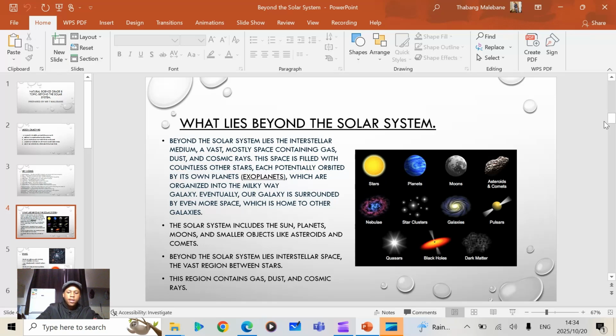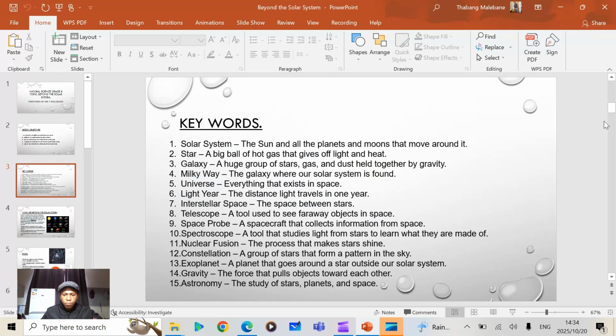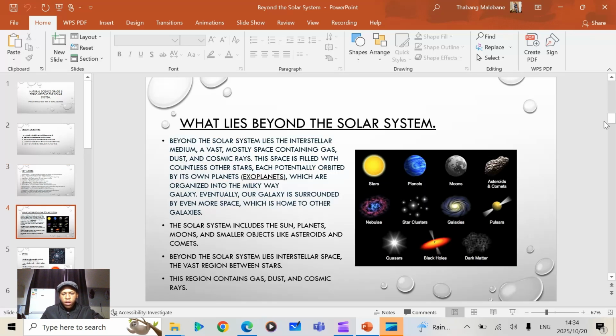What is an exoplanet? Initially, I mentioned that an exoplanet is a planet that goes around a star outside our solar system, which are organized into a galaxy, in the Milky Way. Eventually, our galaxy is surrounded by even more space, which is home to other galaxies.